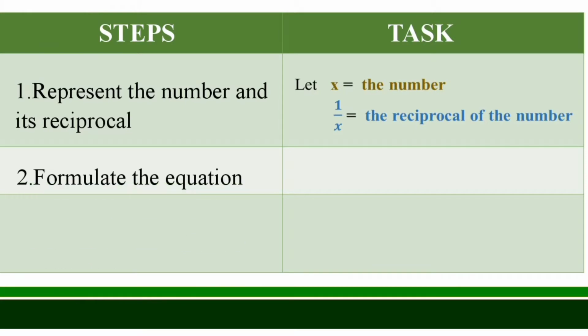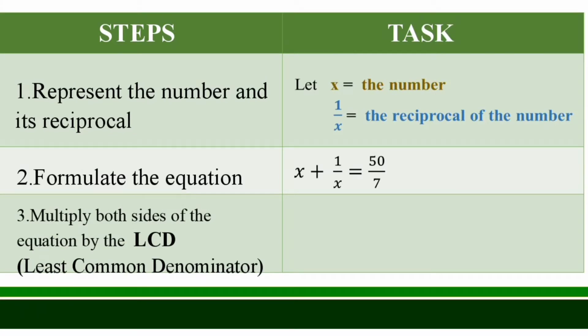Step number 2, formulate the equation. So the equation we have is x plus 1 over x equals 50 over 7. Why does it equal 50 over 7? Because it is stated in the problem that the sum of the number and its reciprocal is 50 over 7.